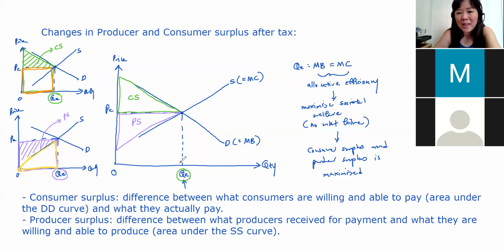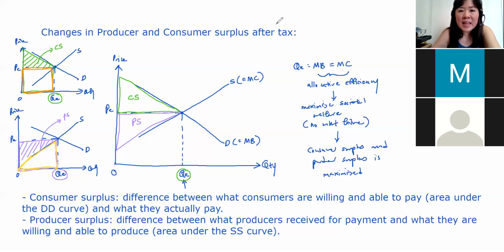You notice that at QE, there's really a maximization of societal welfare or private benefit, whereby consumer surplus and producer surplus are maximized. There's no other output that can be produced that would achieve this result. That's the reason why we say that at QE, there's allocative efficiency.